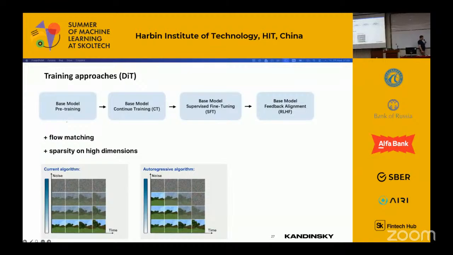And after that, you come to maybe bigger resolutions and so on. And this is like an iterative process. So that's why I give here the continuous training. After that, you need to do a supervised fine tuning.